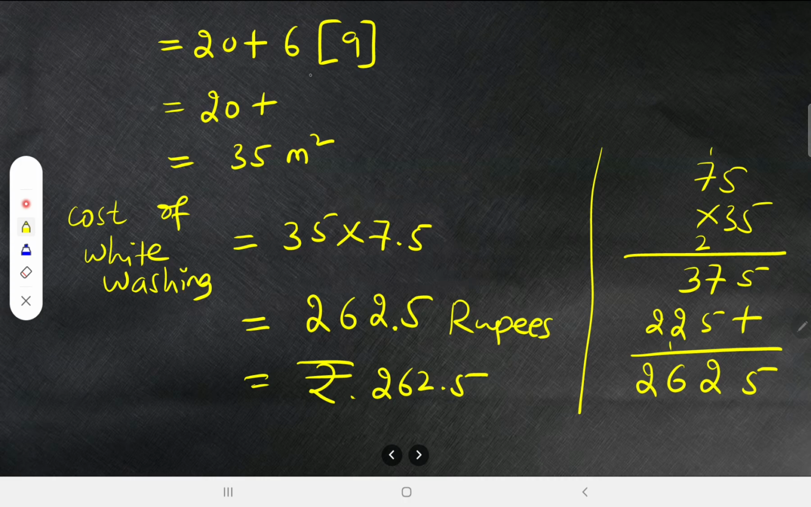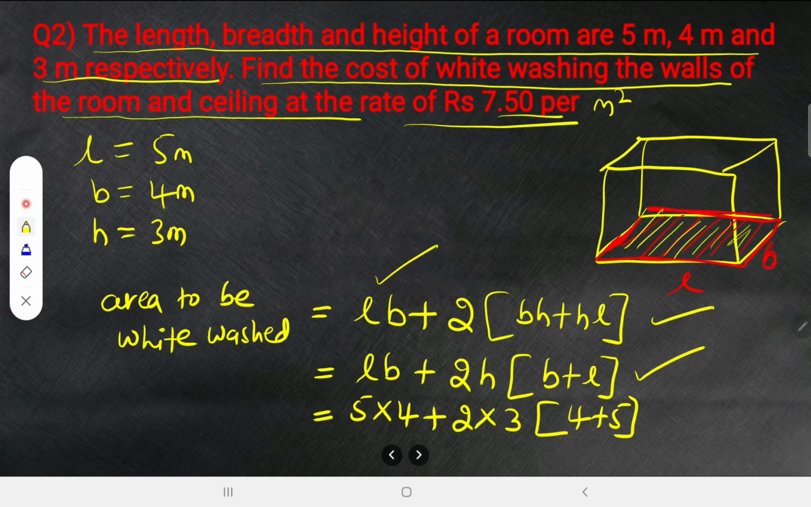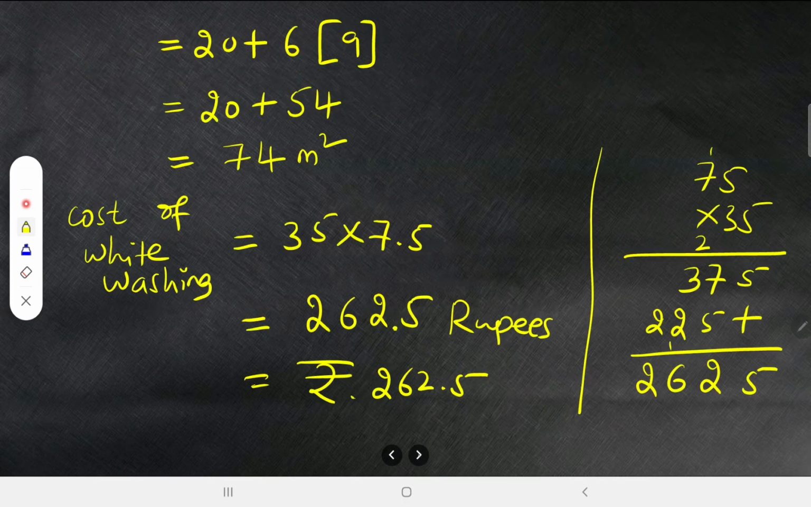So why it is coming like this? 6 9s, how much is that? Don't you think 6 9s are 54? All right, then we are going to add them. So 20 plus 54, how much it will be? It is going to be 74 meters square, no? Please observe any calculation mistake means you should be careful about that, and you should try to avoid whatever mistakes are there. All right, so it has come to be 74.